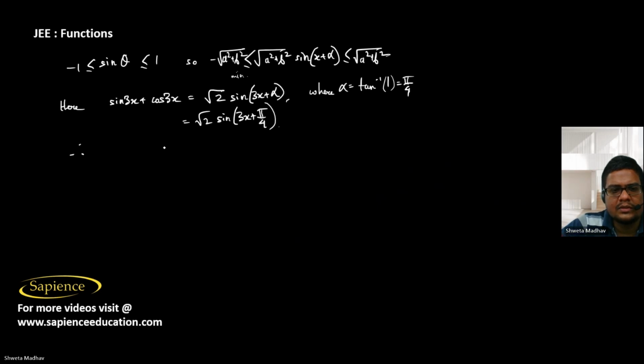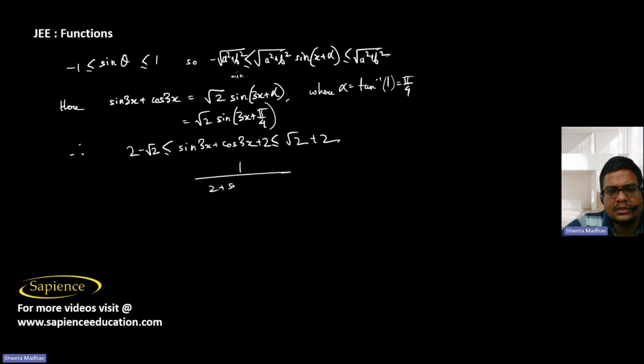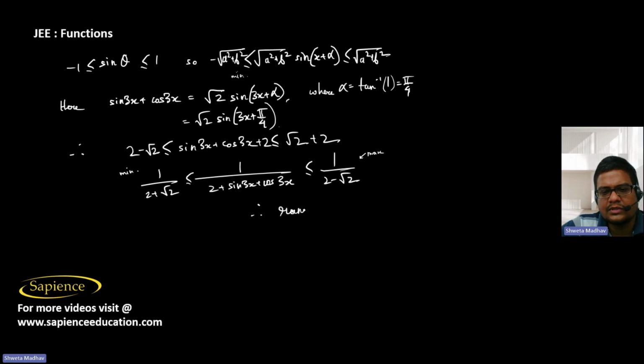So therefore, the maximum value of sine 3x plus cos 3x is root 2 and minimum value is minus root 2. Now if we add 2 on all sides, then we will get that this will go from 2 minus root 2 to 2 plus root 2. So therefore 1 by 2 plus sine 3x plus cos 3x, which is the given function, will go from 1 by 2 plus root 2 to 1 by 2 minus root 2. Means its maximum value will be this one and minimum value will be this. So therefore the range of the function f is obviously from 1 by 2 plus root 2 to 1 by 2 minus root 2.